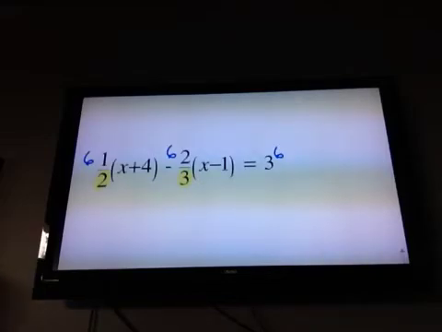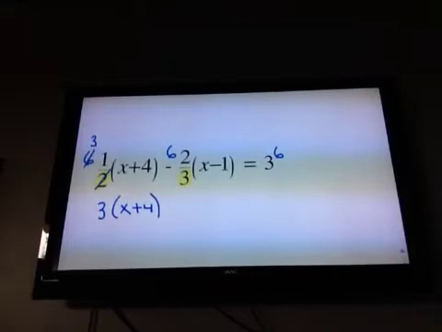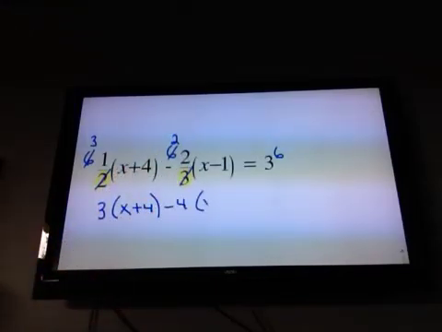Okay, so on the first one, 2 cancels, divides into 6 3 times, and 3 times 1 is 3. I'm going to distribute as a separate step, but I will certainly let you distribute right there if you can. Okay. On my second term, 3 cancels, divides into 6 twice, and I'm left with the 2 times 2, which is 4, and then my parentheses. On the right side, 3 times 6 is 18. And then I solve as usual.